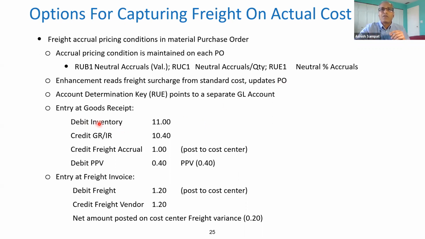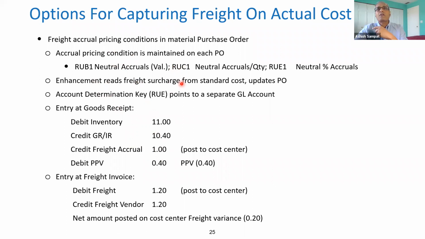And when the GR occurs for that given material at $11 of standard cost, $10.40 of PO price, this $1 which is read from the standard cost estimate is credited to this freight accrual account, which is mapped to this RUE account determination, and it is posted to, let's say, a cost center; any internal cost object is fine. And at this stage, you have a very accurate picture of purchase price variance, those 40 cents that we were looking for. Why? Because we gave this $1 credit. What happens if you don't give this $1 credit? There will be a false PPV, favorable of 60 cents, which you have to adjust, which we'll see in the coming slide. But this gives you a good advantage. But remember, this requires an enhancement on the purchasing side, so that you have that pricing condition maintained at the time of creating the PO.